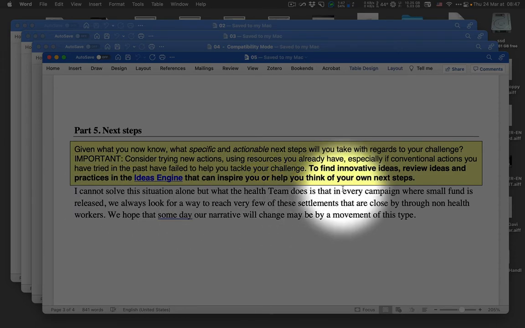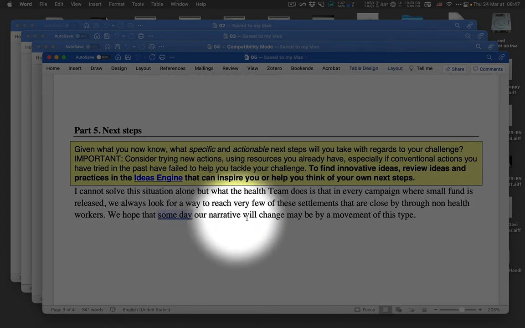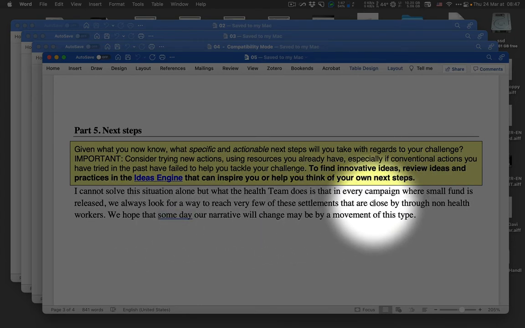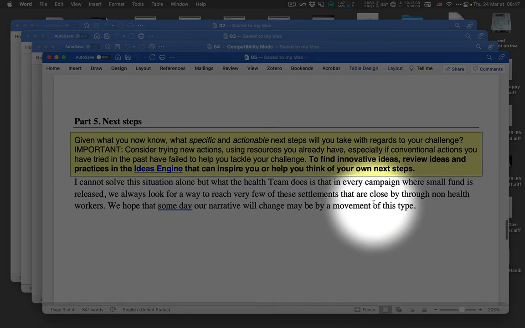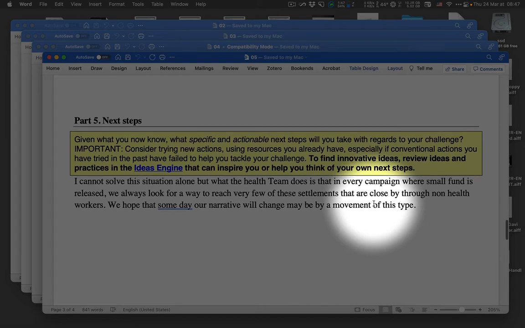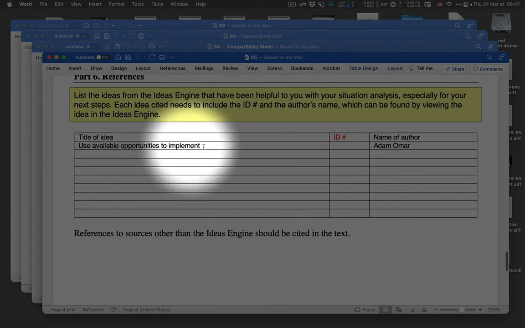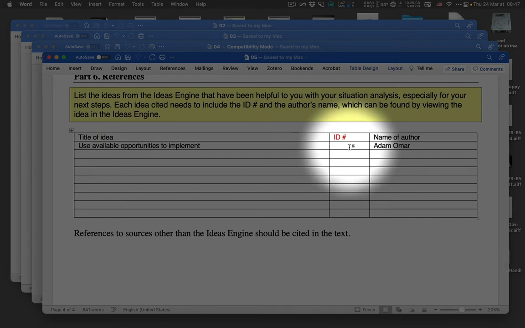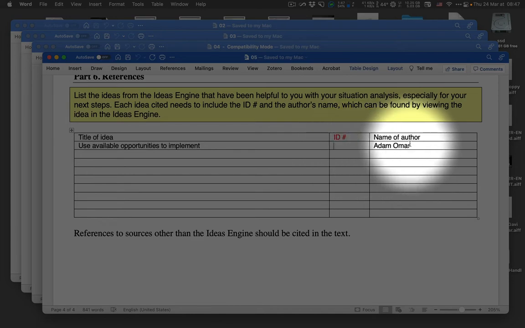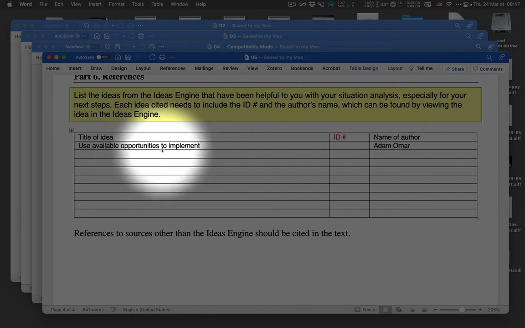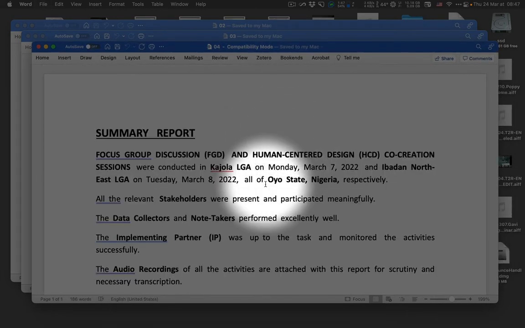What the health team does is in every campaign where small fund is released, we always look for a way to reach a very few of these settlements that are close by. Okay, so that's interesting, but that's what you've done in the past. You need to say, based on this situation analysis, do you see anything else that you could do? And yes, okay, so this is missing the ID number from the Ideas Engine. That's very important, so we can give credit to the author, but good that this person has cited an example.